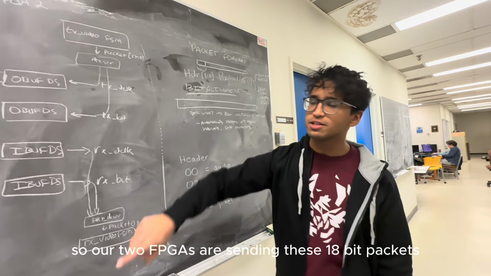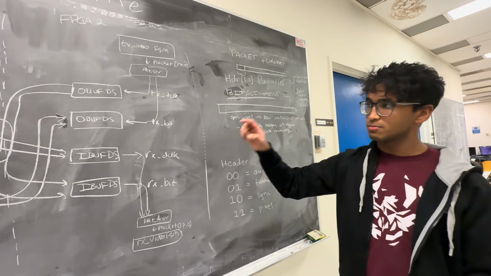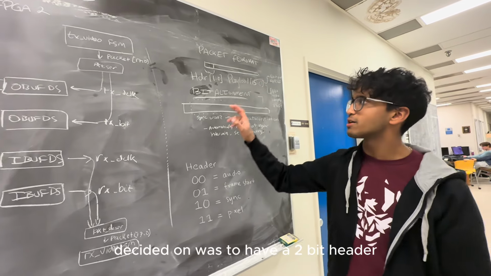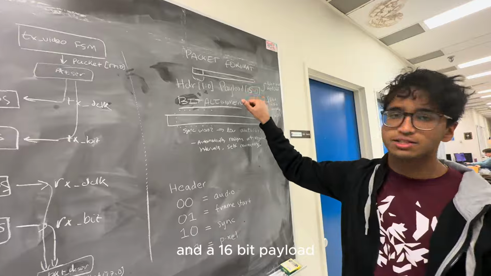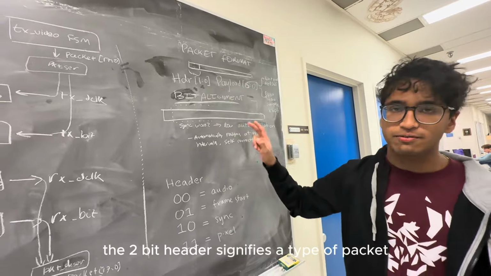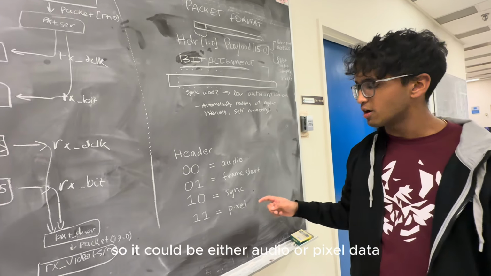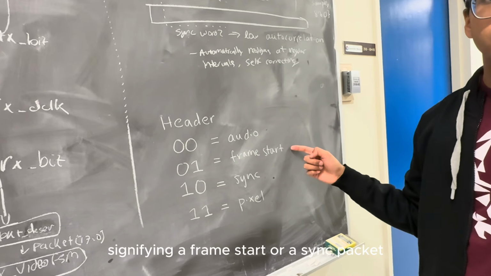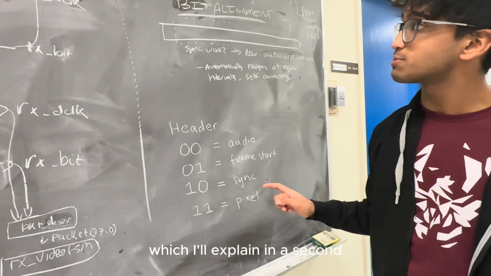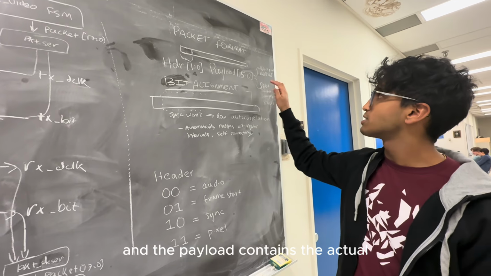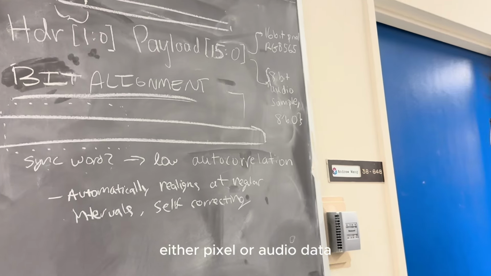So our two FPGAs are sending these 18-bit packets between each other. And the format that we decided on was to have a 2-bit header and a 16-bit payload. The 2-bit header signifies the type of packet. So it could be either audio or pixel data, signifying a frame start, or a sync packet, which I'll explain in a second. And the payload contains the actual either pixel or audio data.